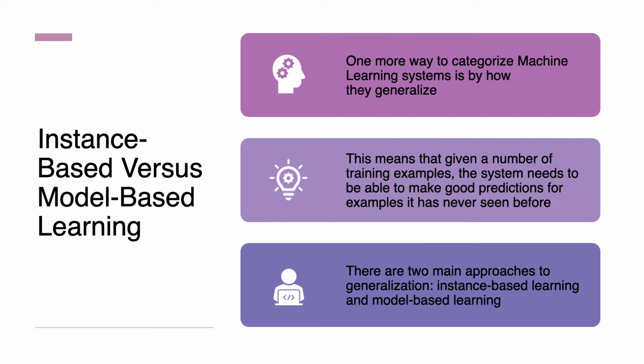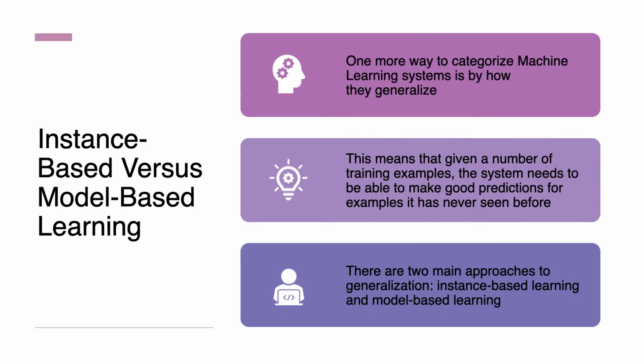This means that given a number of training examples, the system needs to be able to make good predictions for, generalize to, examples it has never seen before. Having a good performance measure on the training data is good, but insufficient. The true goal is to perform well on new instances.